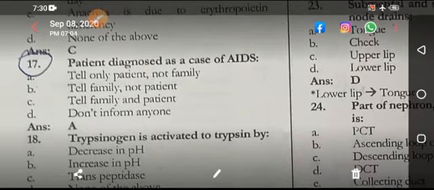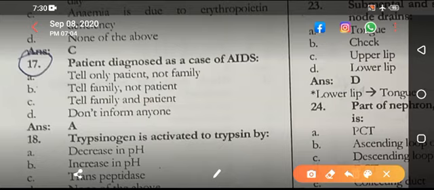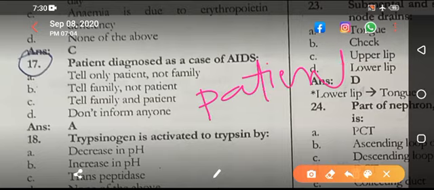Patient diagnosed as a case of AIDS. Tell patient only, not family. Tell family, not patient. Tell family and patient. Now you have to break this news to the patient and wife. Patient and wife, that is the right answer. You have to inform the patient as well as the wife, because the wife is at risk.